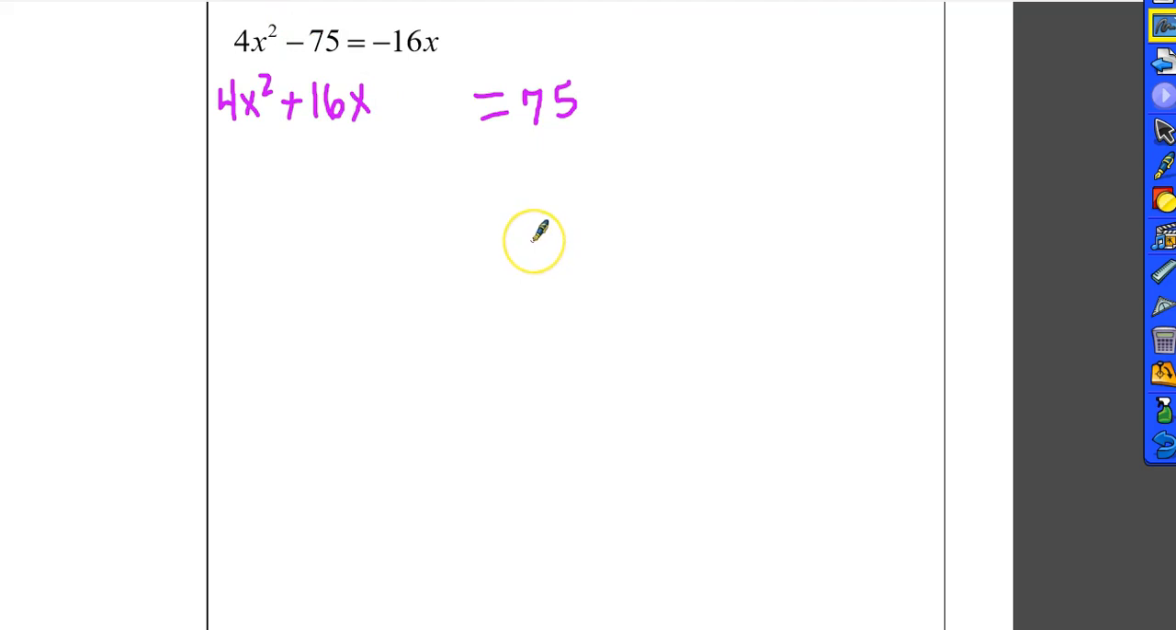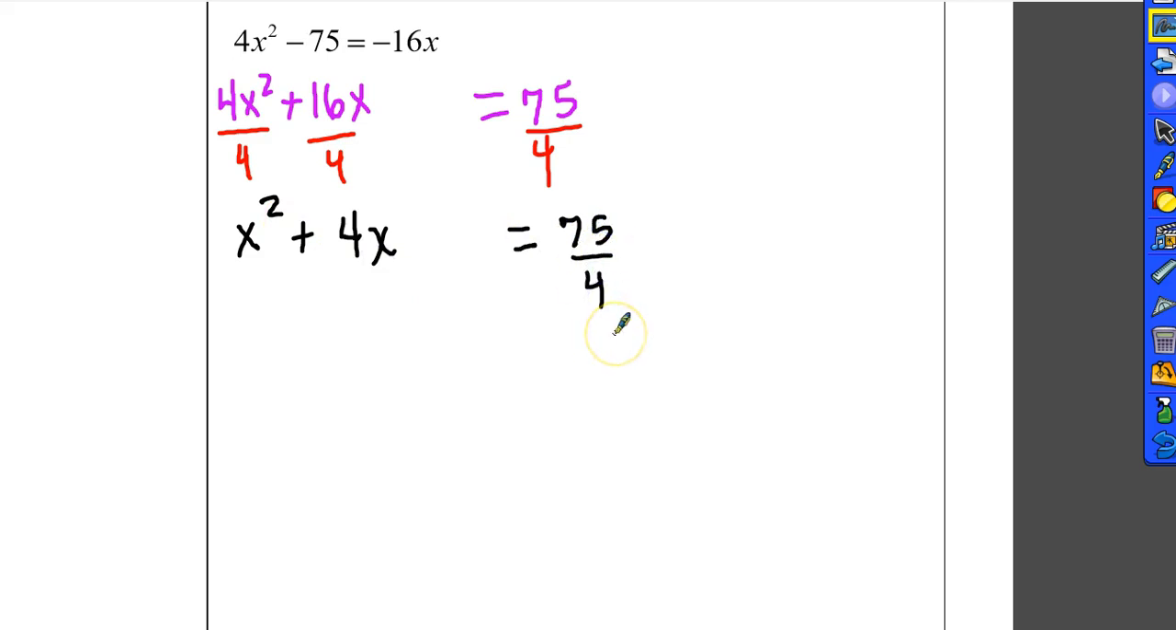And then divide by 4. So I'm going to divide everything by 4 and simplify. That leaves me with x squared plus 4x. That feels better. Happy about that. Equals 75/4. Not so happy about that. But at least it's not my b term, right? Okay, so now we have that.